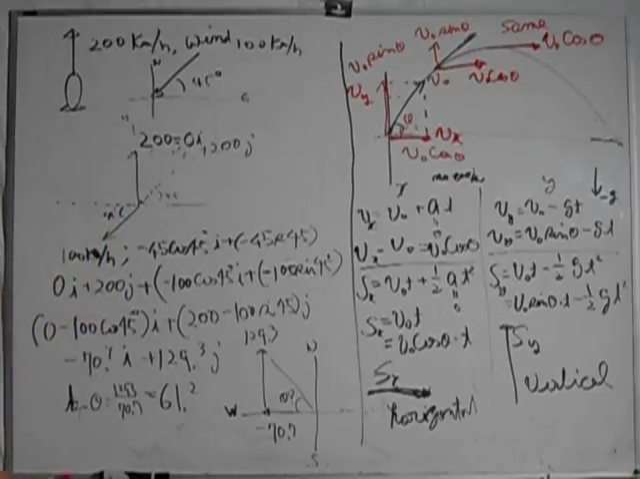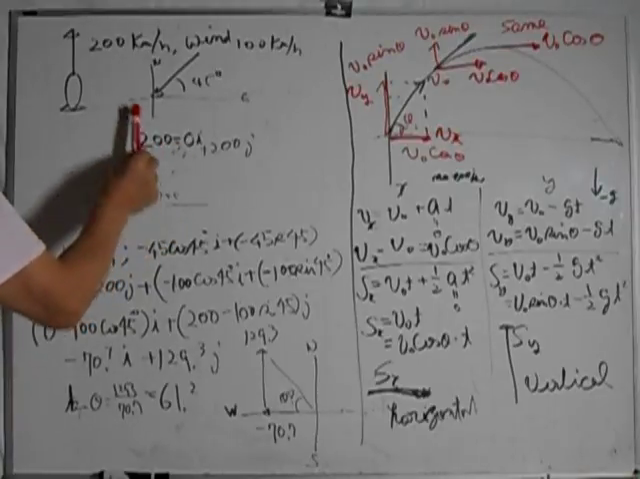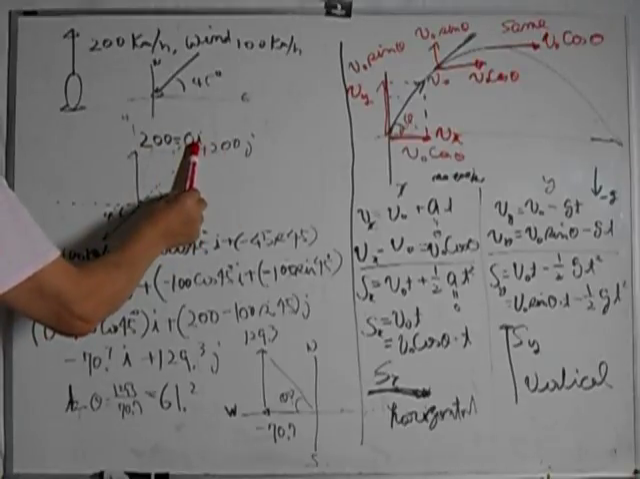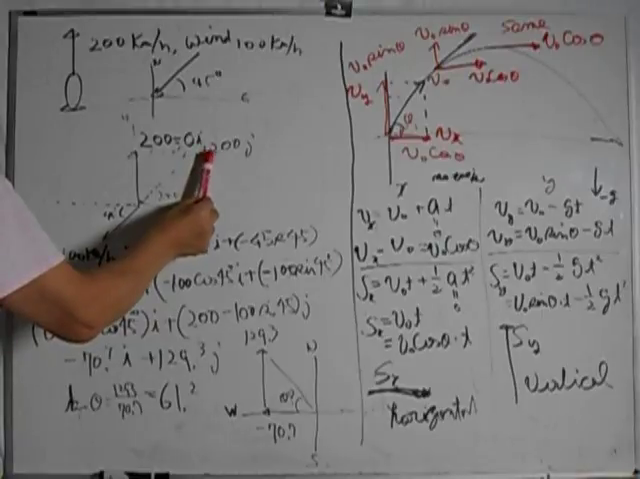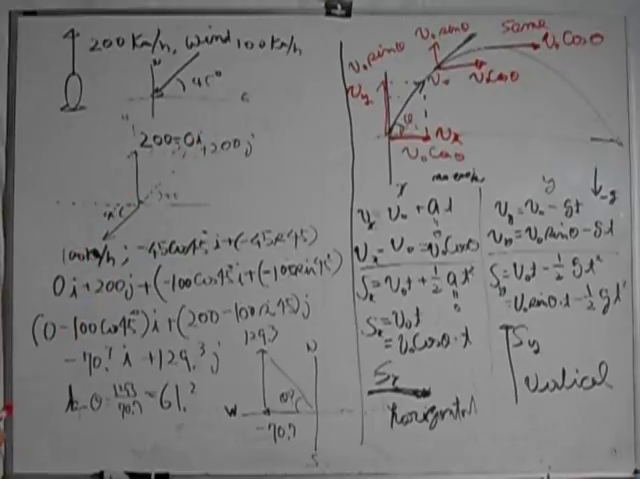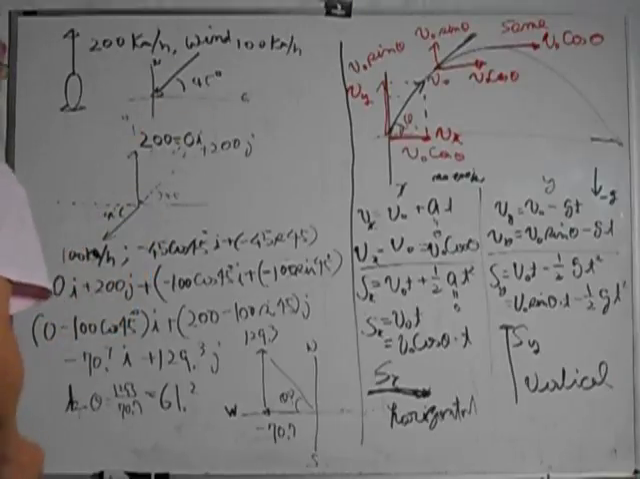Okay. One thing is, the airplane direction is 200 kilometers to the north, so we can transform this into 0i and 200j. That means no x direction, only y direction. Also, the wind direction is 100 kilometers per hour, to this slant direction. This one right there. So we have to figure it out.